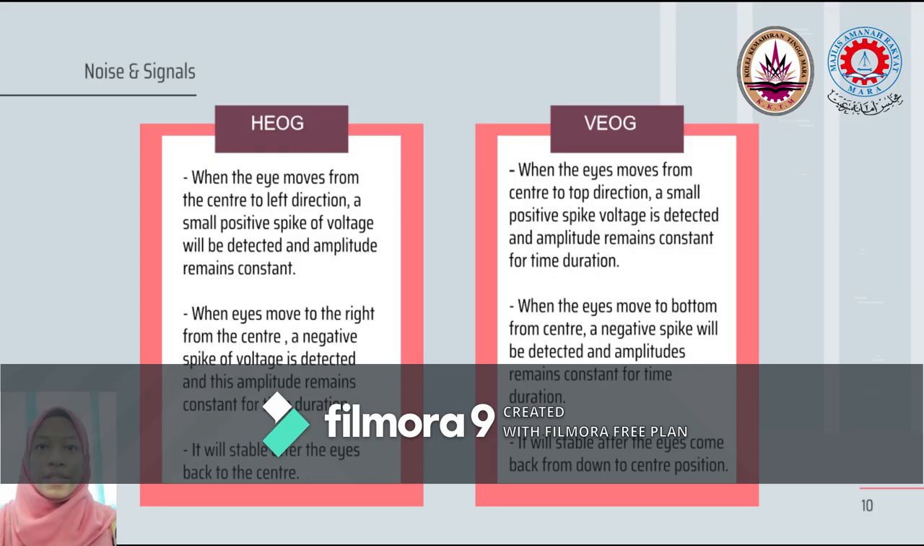Next is VOG signal. VOG signal is when the eyes move from center to the top direction, a small positive spike of voltage is detected, and this amplitude remains constant for a time duration as long as the eyes are pointed to the top. The voltage comes to a stable value when the eyes come back to the center from the top. When the eyes move from the center to the bottom, a negative spike of voltage is detected, and this amplitude remains constant for a time duration as long as the eyes are pointed downwards. The voltage comes to a stable value when the eyes come back from down to the center position.